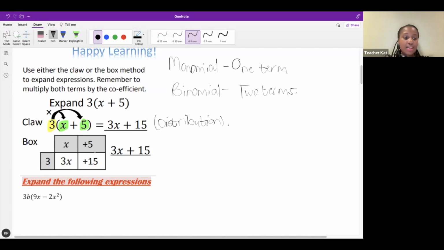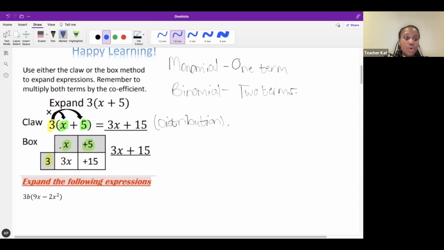Right, and then the second method that they have here is the box method. So what they're saying is, the first thing you are multiplying, you put it on the side. And then the second thing, you put it at the top. This is just to make sure that you multiply everyone with everyone. You don't leave any terms out.